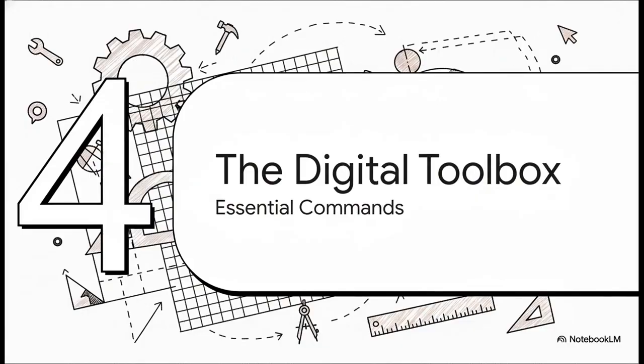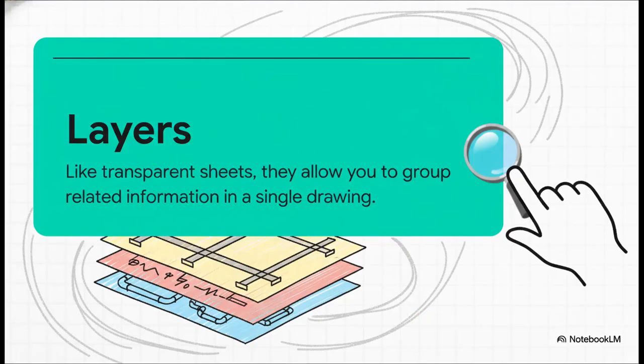Okay, so let's pop the hood on this digital toolbox and take a quick look at the essential commands that actually bring these designs to life. All right. Probably the single most important concept for staying organized in AutoCAD is layers. Just think of them like a stack of clear, transparent sheets. You can draw all your structural walls on one layer, put all the electrical wiring on another, and all the plumbing on a third. This lets you manage these incredibly complex drawings by just turning different layers on and off whenever you need to. It's a lifesaver.